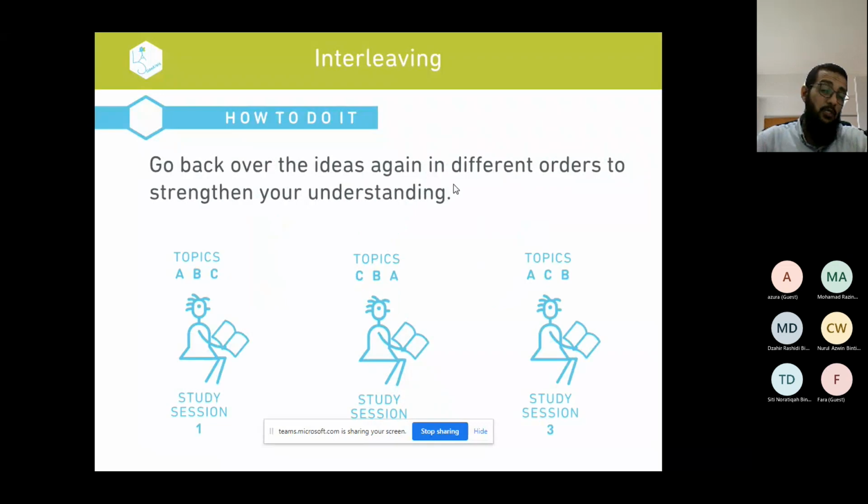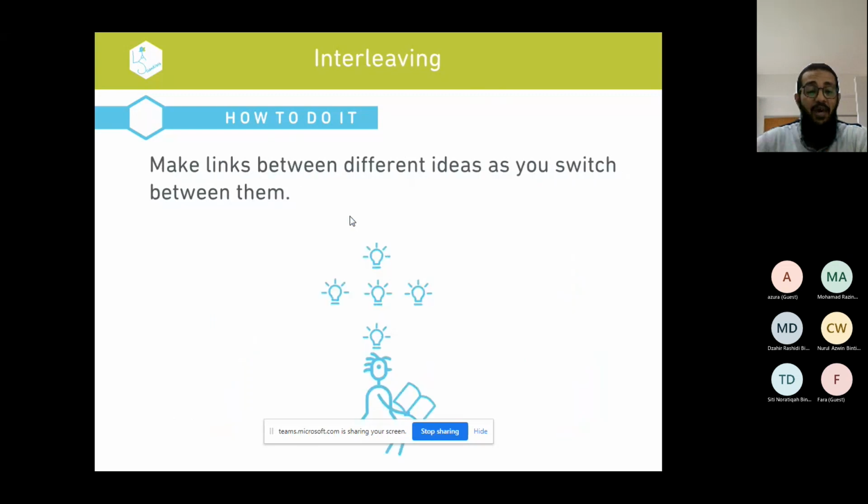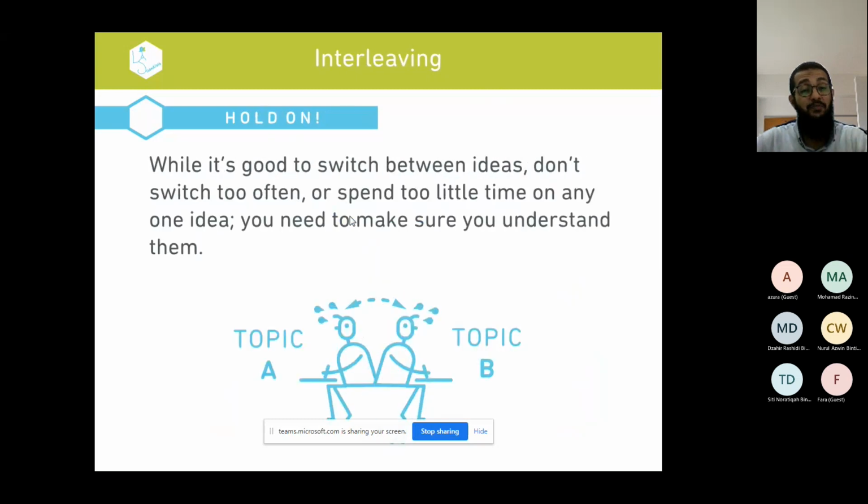So also in the next session, maybe tomorrow, you also have 2 or 3 subjects. You change the order. This is also advisable here. You have a different order. So previously you studied math, then physics, then, for example, computer science, and now you study computer science, math, and physics. And try to make links between the different ideas, because that's the actual usefulness of this.